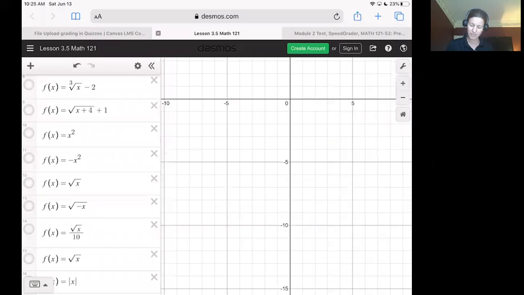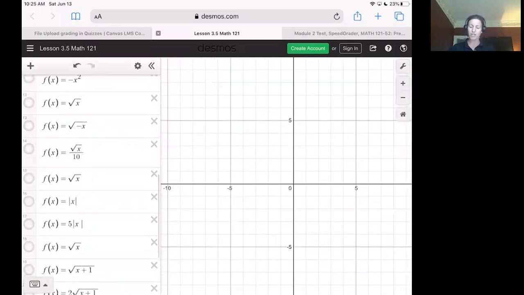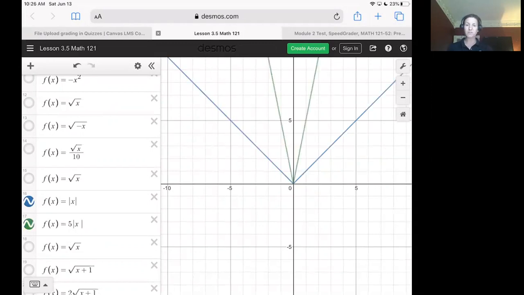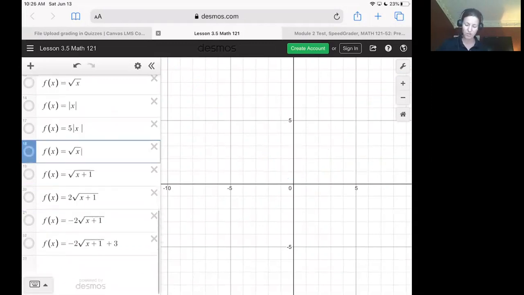The last type of transformation that we need to look at is stretching and compressing. Remember our parent function here, square root of x. Notice when we jump down here to number 14, we are going to take that and we're going to divide the whole thing by 10. We compressed it, okay? In contrast, if you have something like the absolute value of x and you multiply it, we stretched it out. We made it get taller faster, is the way I look at it. We stretched it vertically.